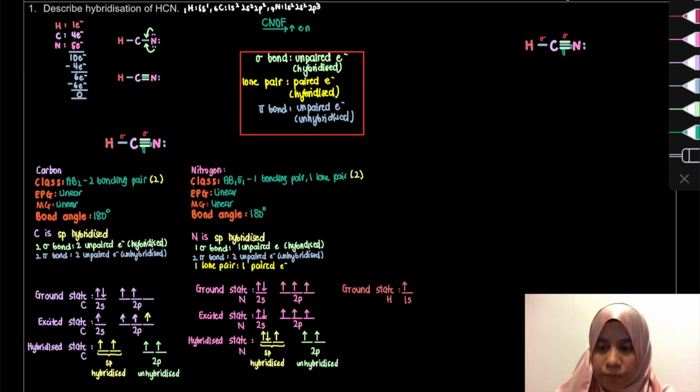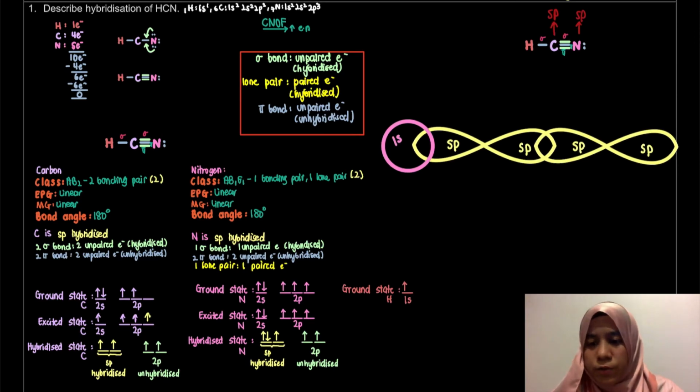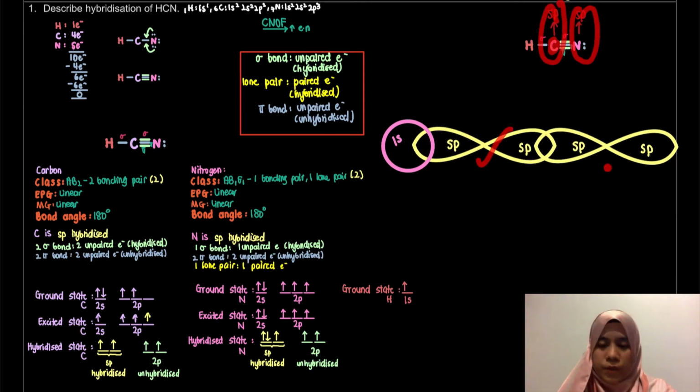Okay, tengok. Carbon ni bentuk dia adalah sp hybridized, which it's supposed to be linear. The same goes for nitrogen. Dia adalah sp hybridized. So dia bentuk dia jadi linear. So how am I gonna draw it? Hydrogen ni memang 1s. Carbon ni is actually sp. Nitrogen pun sp. So dia jadilah macam ni. Okay. Lepas tu kita label lah.